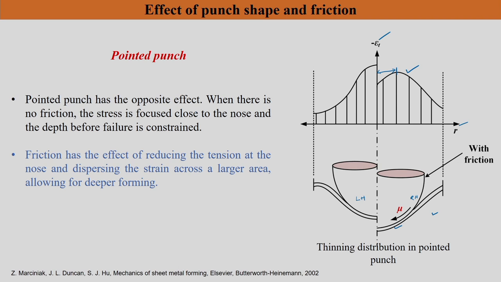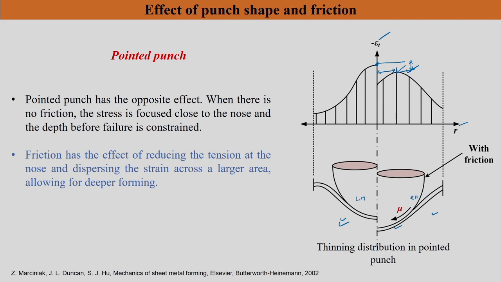When there is no friction, that means on the left hand side, the stress is focused closer to the nose and depth before failure is constrained. That we already studied. Friction has the effect of reducing the tension at the nose and dispersing the strain across a larger area, allowing for deeper forming. So, it will not allow your strain to concentrate in a localized region, like in the pole. Rather, it is going to distribute the strain uniformly when compared to the without friction case, and hence you will see that the peak strain is going to be less as compared to this. This value you see it is going to be less. So, you may have a larger forming height.